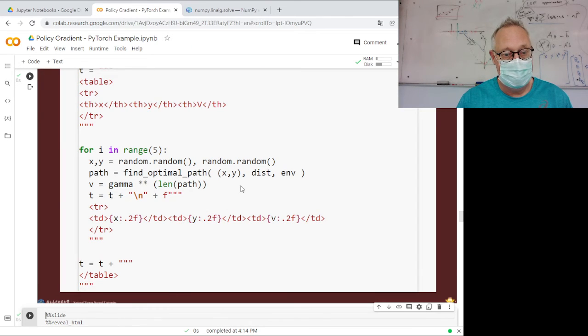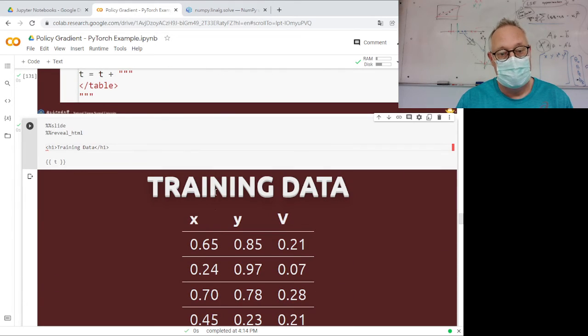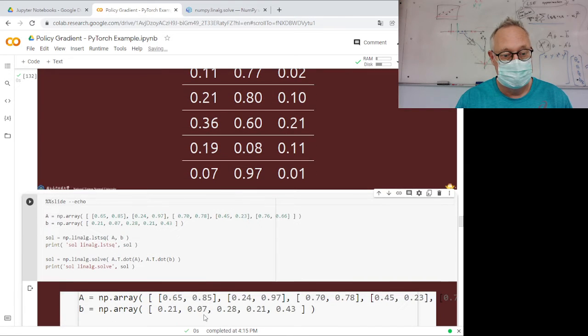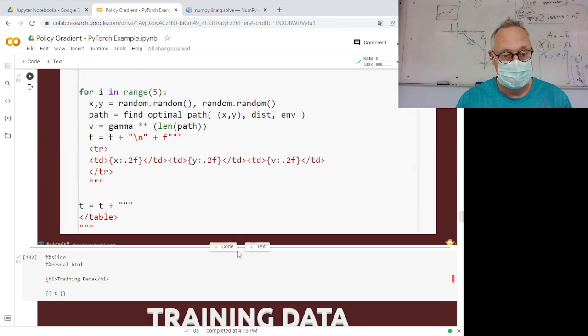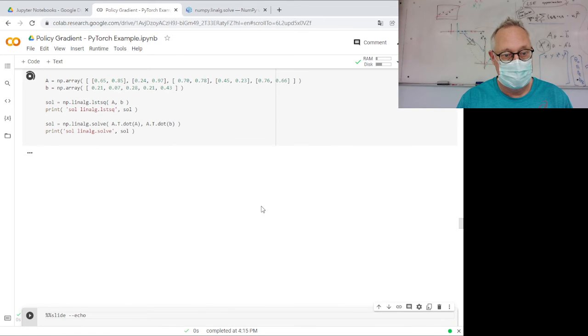So I wrote the same code twice now, or is that from the previous one? No, so this is the training data. We can generate. Okay, this is the least squared error approximation.